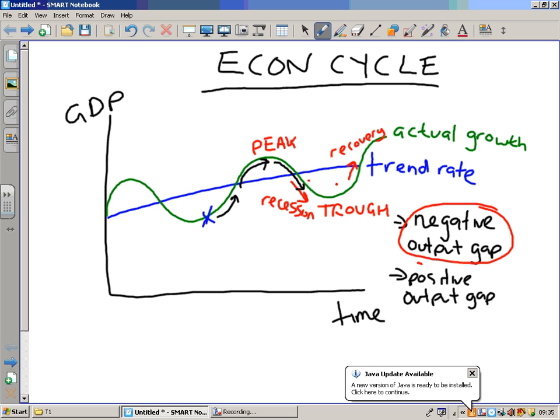When we have a positive output gap, the economy is operating above the blue line. So we're heading towards a peak on our economic cycle. Now, what a good economist would try and do is to get this green line, so our actual growth line, as close to the trend rate of economic growth as possible. And what we'll be looking at in the final topic is how the economy tries to do it and why it's so important to do so.